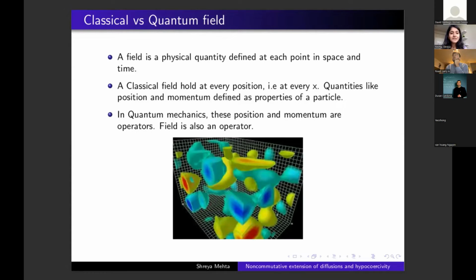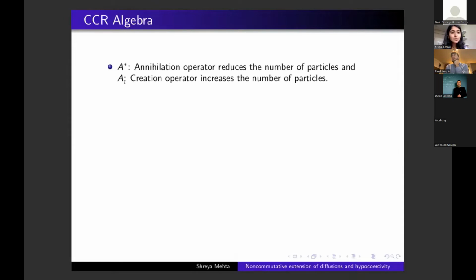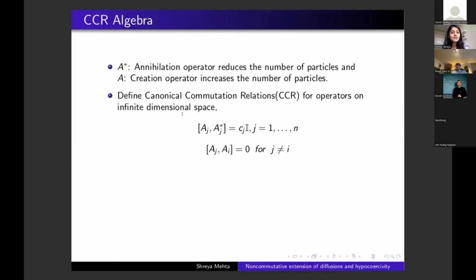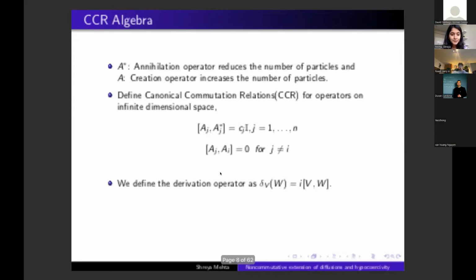So the quantum field cannot stay still. It's under a constant state of fluctuation. It's like a bubbling soup of particles and antiparticles, which we describe with creation and annihilation operators. We define A star to be the annihilation operator, which reduces the number of particles, and A to be the creation operator, which increases the number of particles. And we define the CCRs, the canonical commutation relations, where the commutator of A_j and A_j star is some identity, and the other commutators are 0.